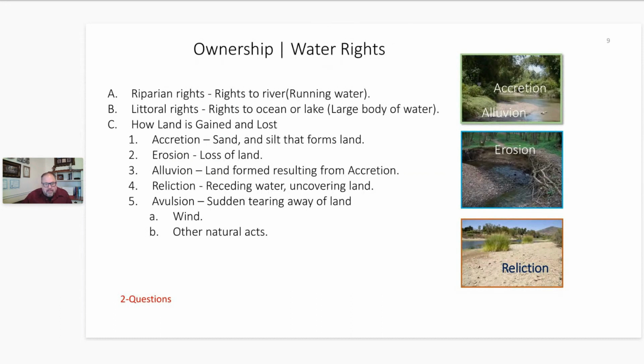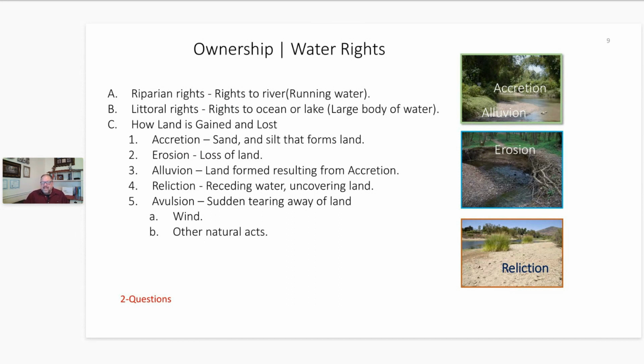Let's talk a little bit about ownership and water rights. This is a really, really popular area. I've got two questions I'm going to include on this section right here. Water rights is a very important discussion, and you have to know this when you get to the state exam because they have an assortment of questions they can ask when it comes to water rights. Two terms under A and B you want to know for the state exam. One's called riparian rights. The other one is littoral rights.